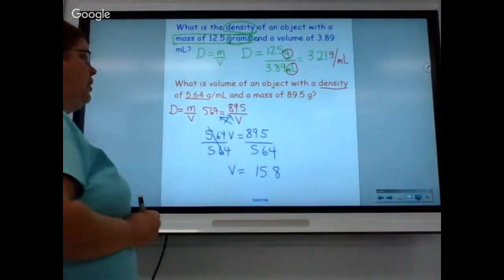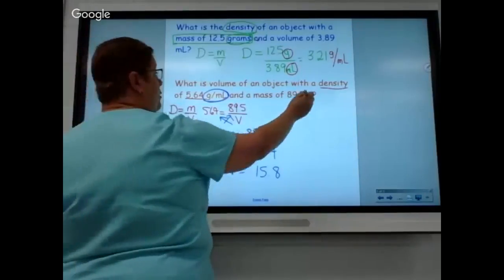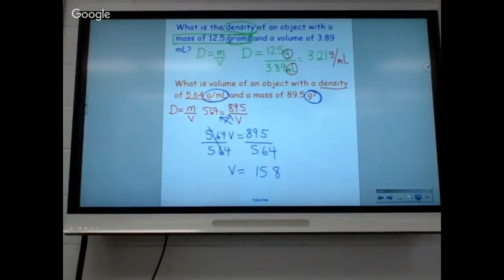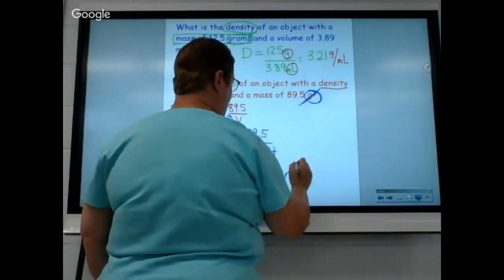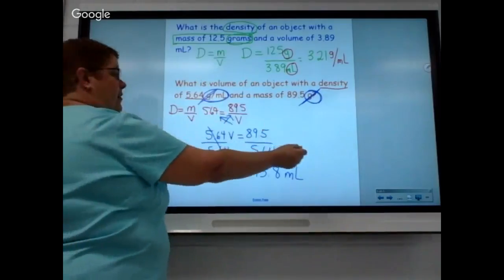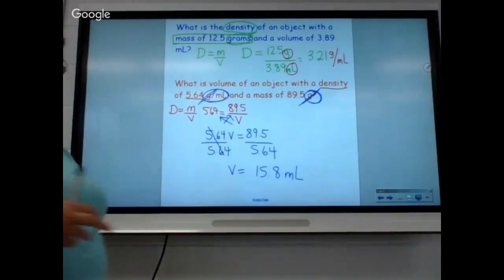All right, now check your units out. This one has a gram over milliliter, and this one has a gram. So what's going to happen when we divide those 2 grams? They're going to cancel out. And so they're going away this time, and we're just going to have milliliters. See the difference between this one and this one with the units? The top one doesn't cancel, and the bottom one does. Everybody cool with that? Okay.